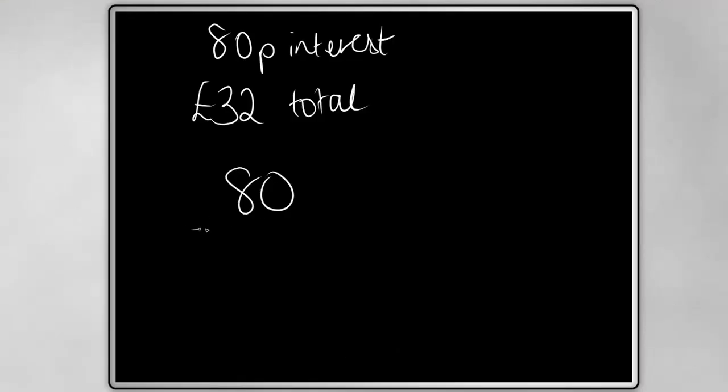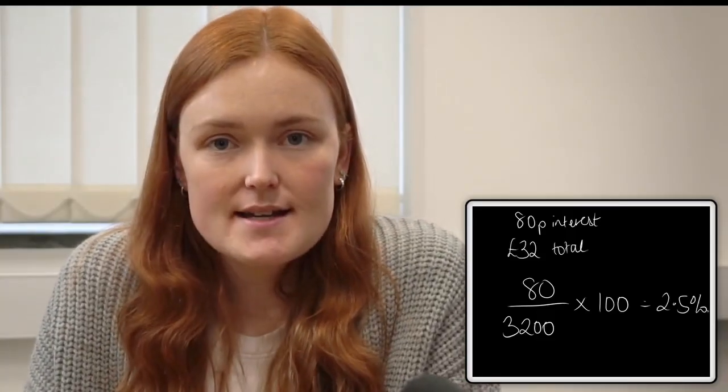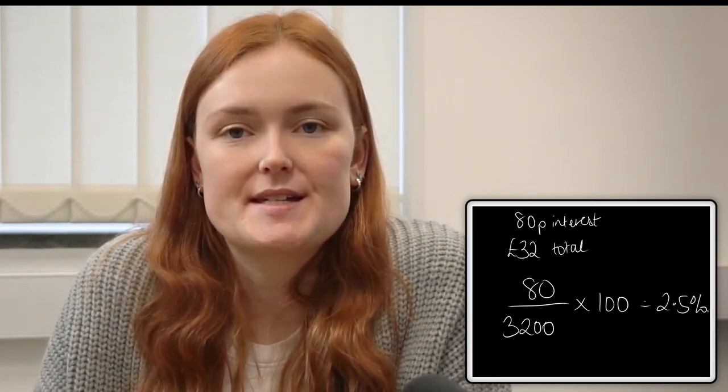So I've got 80 pence on the top of my fraction, over the total, 3,200 pence. That's just £32 in pence. All I'm going to do then is work that out on the calculator and times it by 100. When I work that out on the calculator, I get 2.5%. So 80 pence interest out of £32 in total is actually a 2.5% increase.